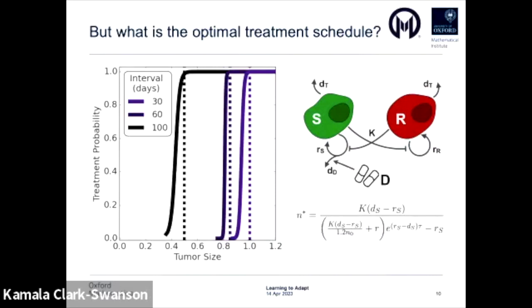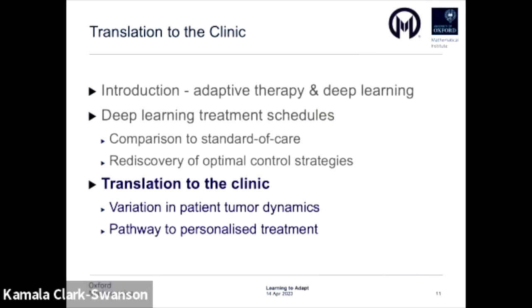Maybe the adaptive therapy protocol that we should implement should be personalized to the patient itself and is dependent on their parameters. And this is actually something that's really important. We want to translate that to the clinic. I'm going to show you that there's actually, in the last 2 or so minutes of this presentation, significant variation between patients we see in the clinic. And I'm going to propose a way in which we could potentially translate this deep learning framework into something that could be used in the clinic.